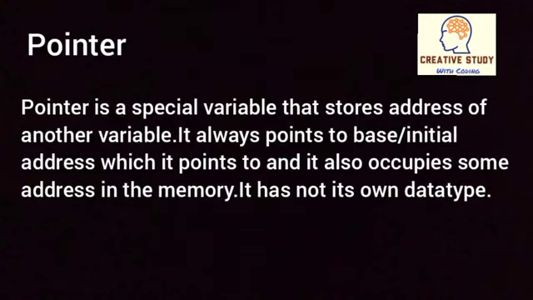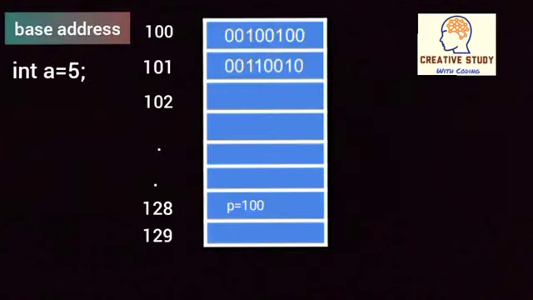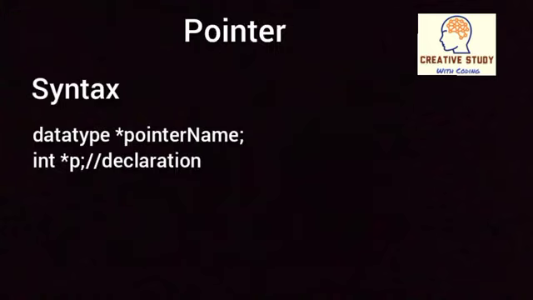Now let's understand what is a pointer. A pointer is a special variable that stores the address of another variable. It always points to the base address of the variable which it points to, and it also occupies some address in the memory. It is not its own data type. Now in this picture you can see a pointer holding the base address of a variable a, which is 100, and it is itself stored at location 128.